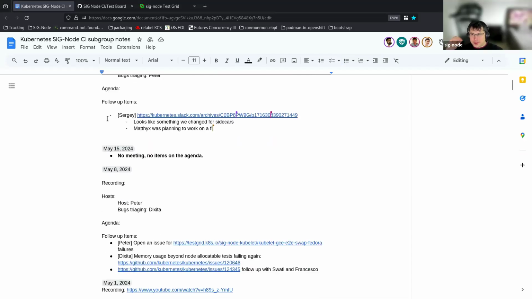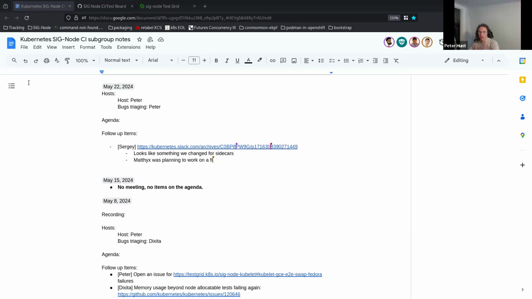Yeah, I put it in the agenda. Somebody pinged me and I didn't have time to look at it. But later on, in the sidecar working group meeting, we discussed this and I connected the dots in my head. So this is the same. Something was broken: we have a flake because of some changes we did for sidecar to improve sidecar test coverage. Matthias promised to send a fix. I just wanted to close the loop on this. Cool. Awesome. Thank you.